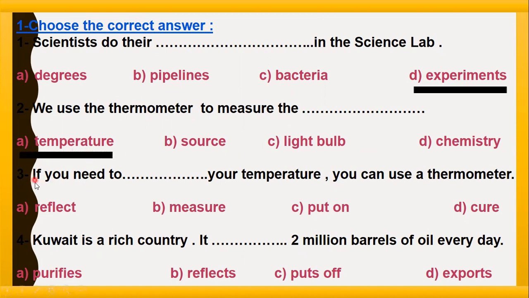Now think of number three. If you want to measure your temperature, you can use a thermometer. Measure, put on, or cure? Yes, that's right, measure. Number four, Kuwait is a rich country. It exports 2 million barrels of oil every day. Purifies only comes with live straw or filters. Reflect comes with mirror. Put off comes with lights. So we have exports.